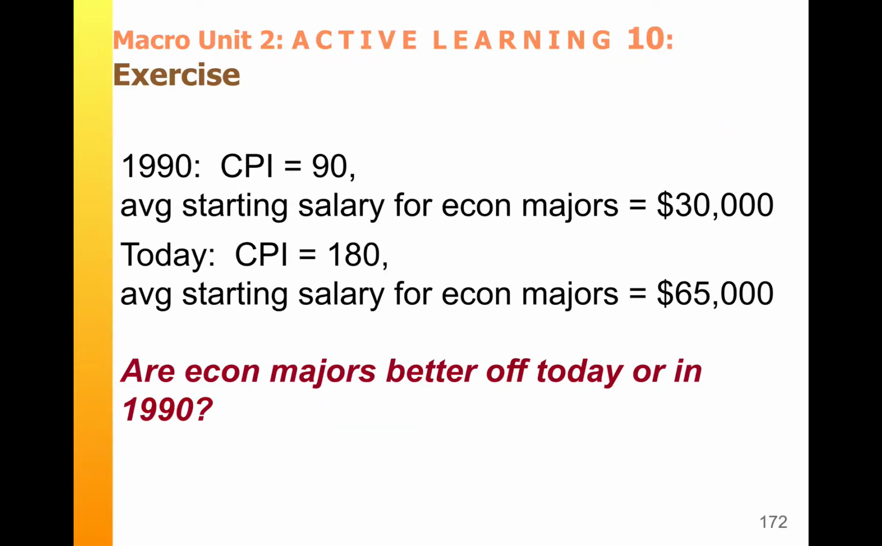For active learning 10, you're going to figure out if economics majors are better off today or in 1990. You've got two salaries and you've got two CPIs. Please show your work and your answer.